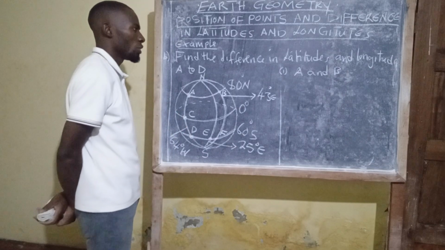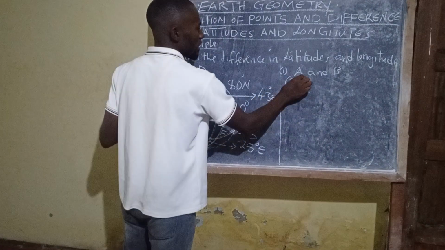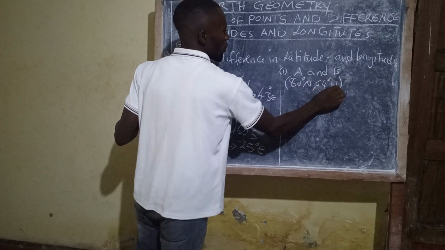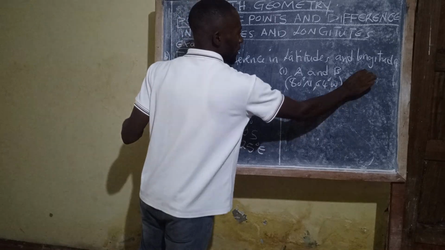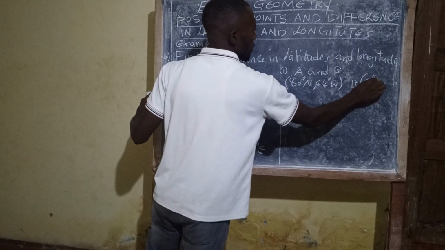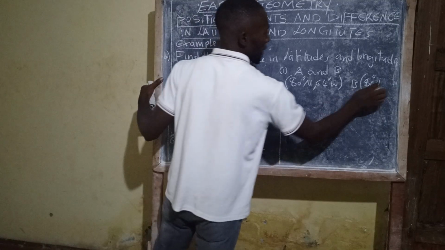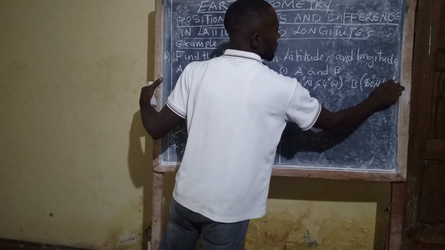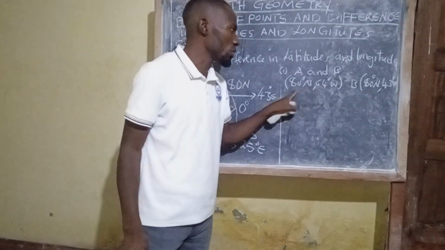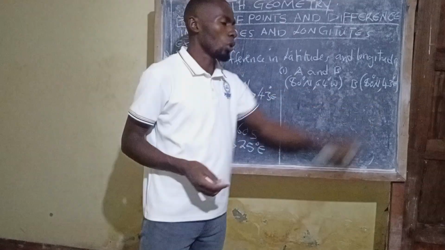So what are you supposed to do? You have to name your points. So point A has got 80 degrees north, 64 degrees west. Then point B has what? When you look at point B, it has got 80 degrees north, 43 degrees east. So when you look at these, they are sharing the same latitude. So what do you find there? You have to find the difference in longitudes.